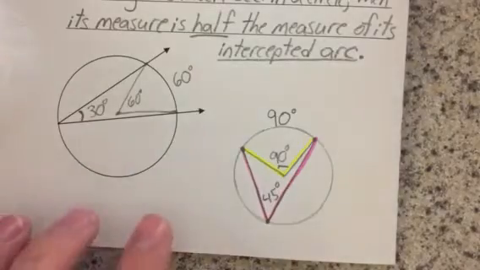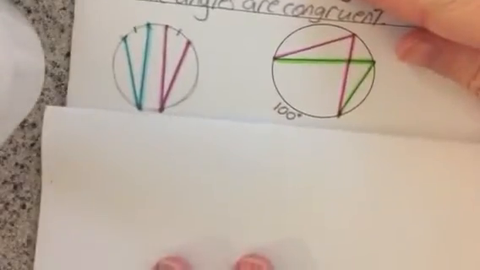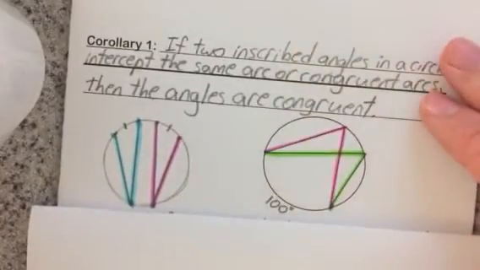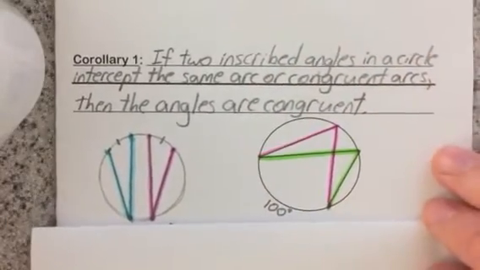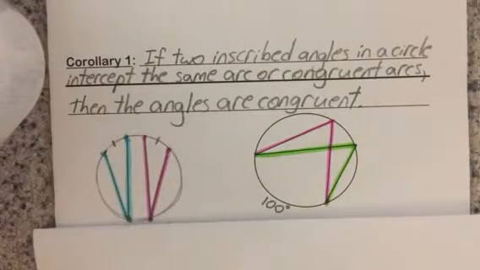Now, after that, we have what we call corollaries. There's 3 of them, and they're basically just things you can conclude because of that theorem. So let's take a look at our first one. You can pause this and write it down if you would like. Okay, so first corollary. Let's read it together first.